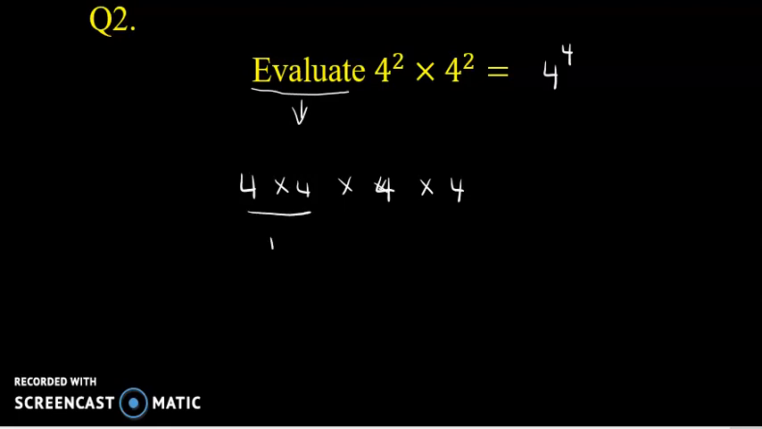4 times 4, that is 16, and 4 times 4 is 16. 16 times 16 is 256. More often people get confused whenever they say 4 to power 4. They simply say that is equal to 4 times 4. No, that is not correct. So 4 to power 4 is not the same as 4 times 4. So let's get that into our heads. It is the same as 4 times 4 times 4 times 4, 4 times. So which is 16 times 16. All right.